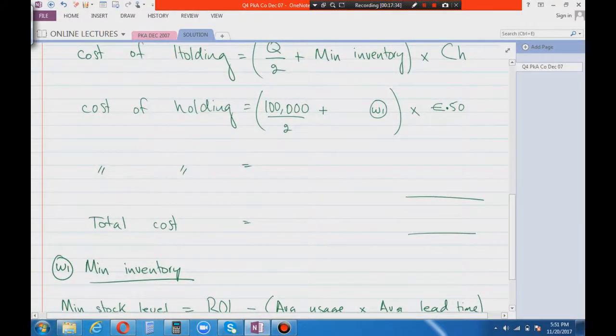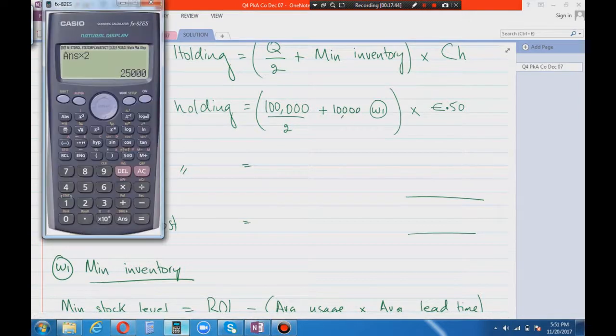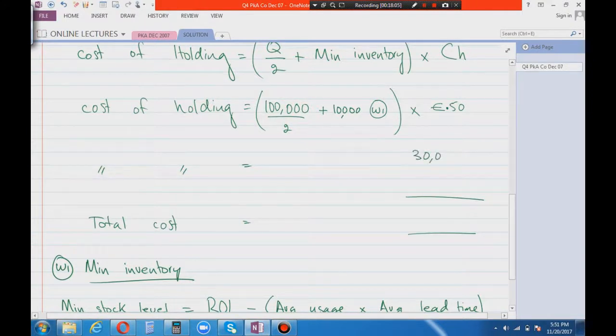So now the cost of holding, we'll put the figures in, and that would be 100,000 divided by 2 plus 10,000 minimum stock. 100,000 divided by 2 is 50,000. 50,000 plus 10,000 would be 60,000 multiplied by 0.5 would be 30,000. So 30,000 is our holding cost.